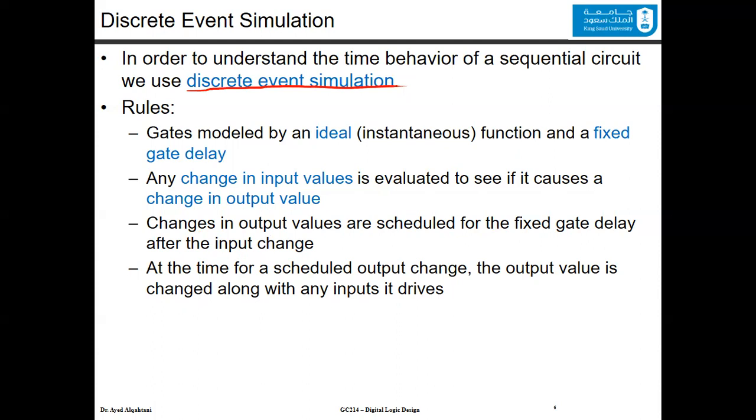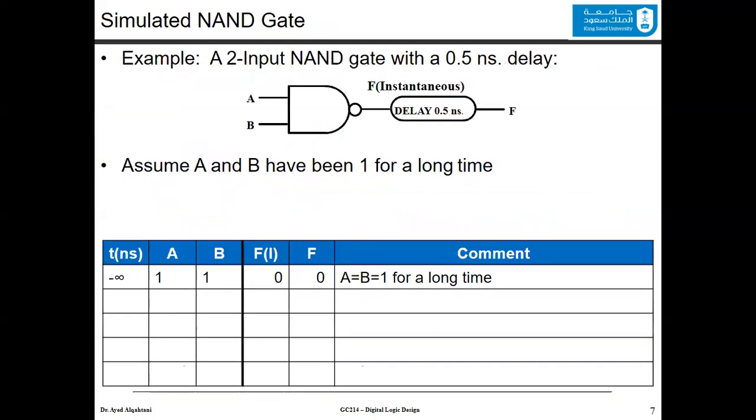To show how this discrete event simulation works, we see it in this simple example, where we are trying to simulate a NAND gate's behavior. We have a 2-input NAND gate, and the delay is 0.5 nanosecond. We assume that A and B have been 1 for a long time as an initial case. So in the beginning, we have 1 and 1 at A and B. Now you can see that the output function F is after this delay. The output here is called F instantaneous, or Fi between parentheses, as you can see here. Only after a delay of 0.5 nanosecond, Fi becomes F.